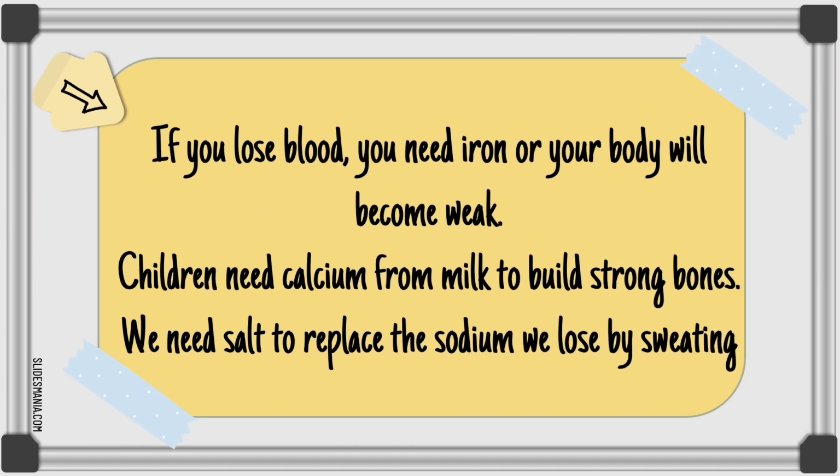If you lose blood, you need iron in your body. Otherwise, what will happen? Your body will become weak. That's why when you lose blood, you need iron to make it strong, to make up for the lost blood. That's why you need to take iron-rich food. Children, they need calcium from the milk to build strong bones, because the calcium helps in building bones. And we all need salt to replace the sodium which we lose by sweating. So when we sweat, we lose a lot of sodium, and salt helps us to replace. So you can see these are three different duties which three different minerals do. Same way, you have so many different minerals which have so many different purposes.